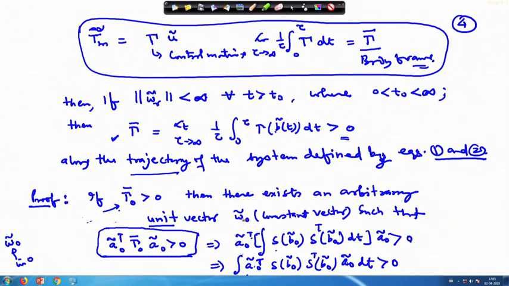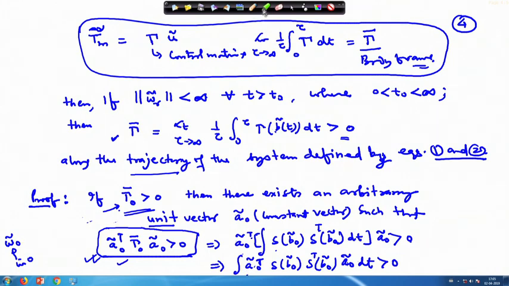Arbitrary constant here, we also need to change. This is not the same thing as omega 0. This is an arbitrary constant vector. So, this property will be satisfied if this is positive definite, greater than 0, and this implies that this is true, because a 0 is a constant.